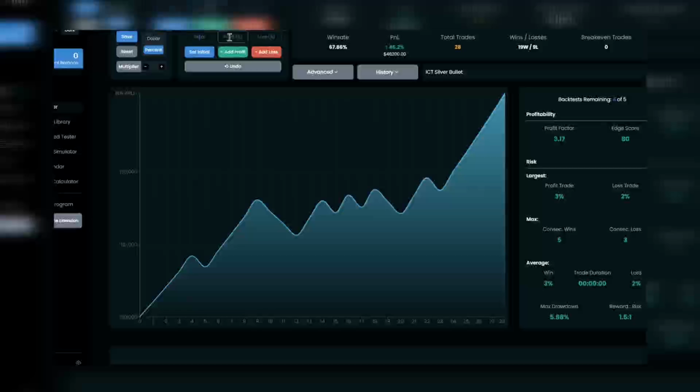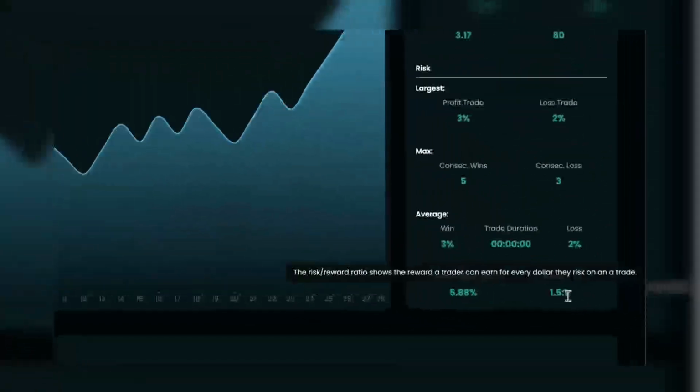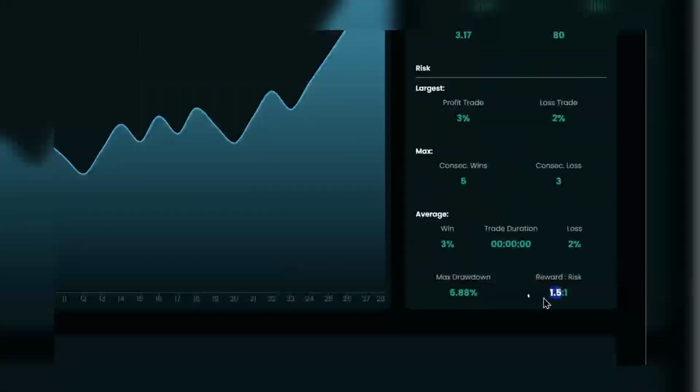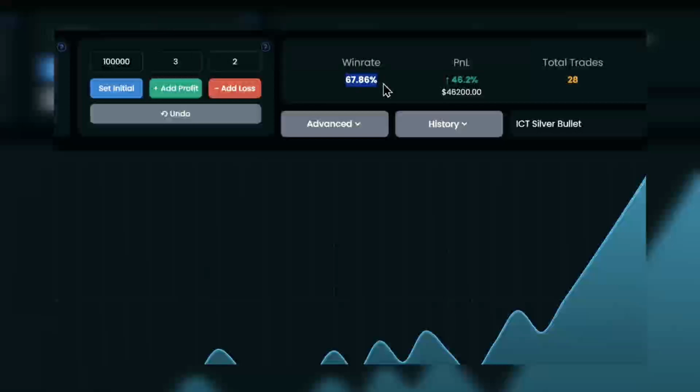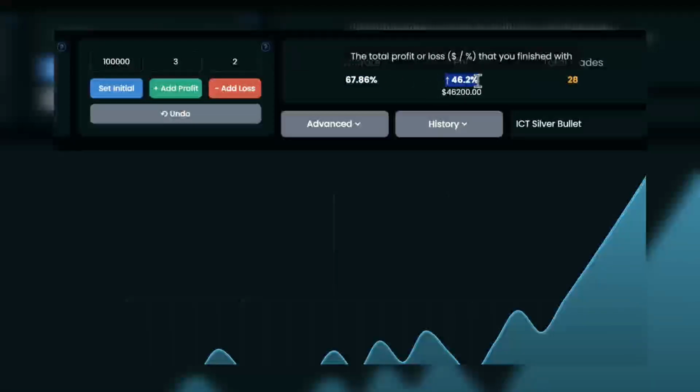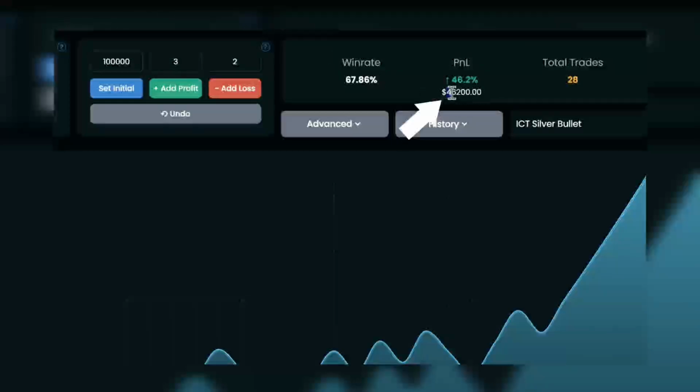Now let's look at the results of backtesting this strategy from January 2nd, 2024 to March 12th, 2024. We assumed a 2% risk per trade and a 3% reward for winning trades, giving us a 1 to 1.5 risk to reward ratio. The win rate was 67.86%, and the account gained 46.2%. If you were trading with a 100K account, this is the profit you could have made.